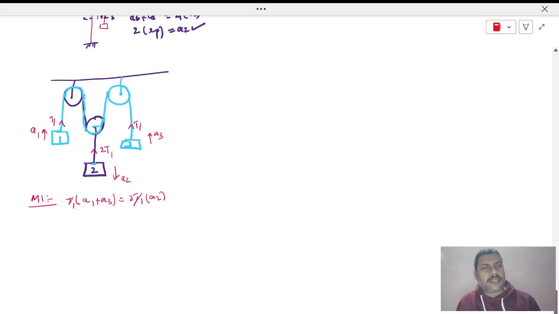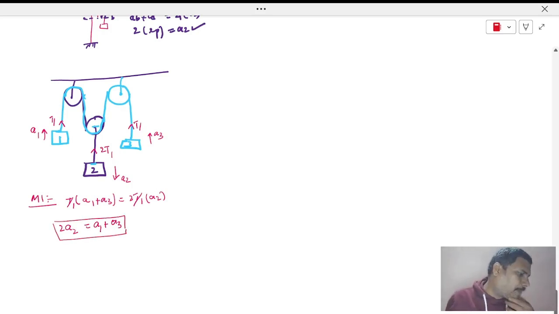T1 gets cancelled. So now 2A2 is equal to A1 plus A3. This is the constraint equation between accelerations according to the tension method. 2A2 is equal to A1 plus A3. If any one direction is differently taken, meaning A3 is downwards and A2 is upwards, then you will get 2A2 is equal to A1 minus A3 or A3 minus A1, like that, depending on directions. So these are vectors: 2A2 bar is equal to A1 bar plus A3 bar. It is better to understand easily. So this is method 1.